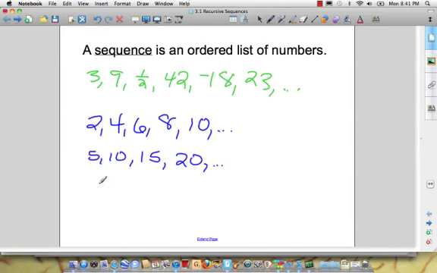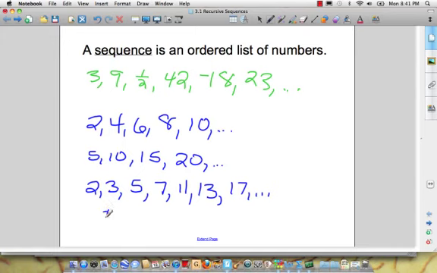Some sequences are more mysterious than that. For example, this one's kind of tricky. 2, 3, 5, 7, let's see, I have to think myself about this one. 11, 13, 17, and it does keep going. That one's pretty tricky. You might have to stare at it for a while. You might figure out what those numbers are. Then again, you might just scratch your head.